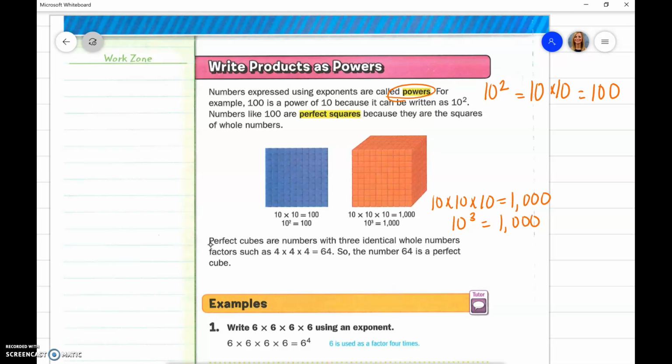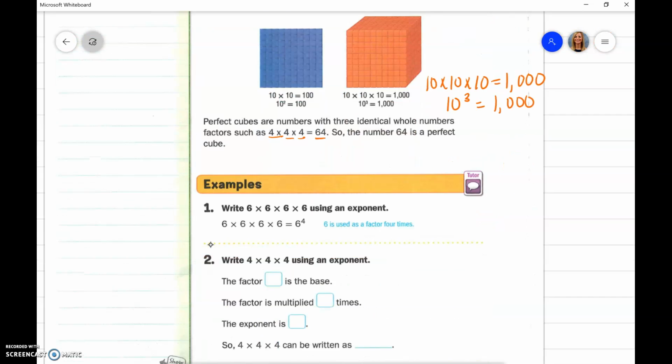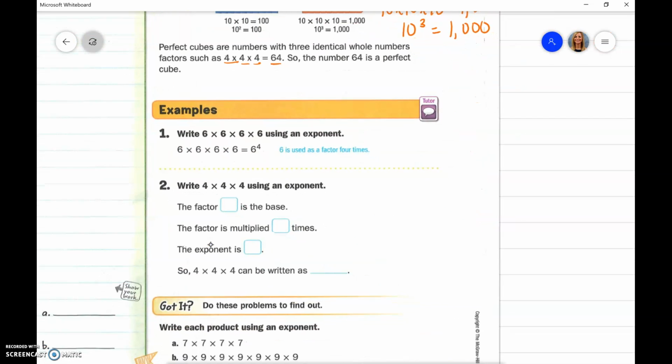Okay, so let's think about this. It says perfect cubes are numbers with 3 identical whole number factors, such as 4 times 4 times 4, which is 64. So the number 64 is a perfect cube. Okay. All right, let's take a look at some examples.